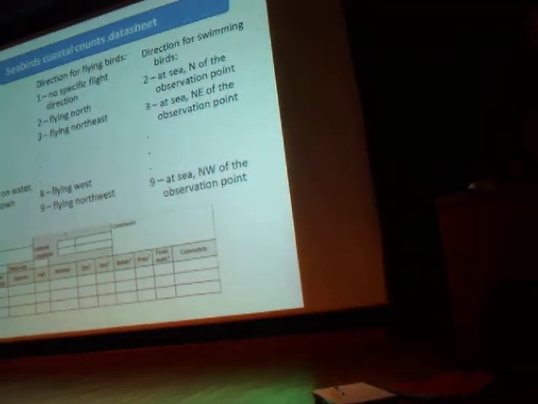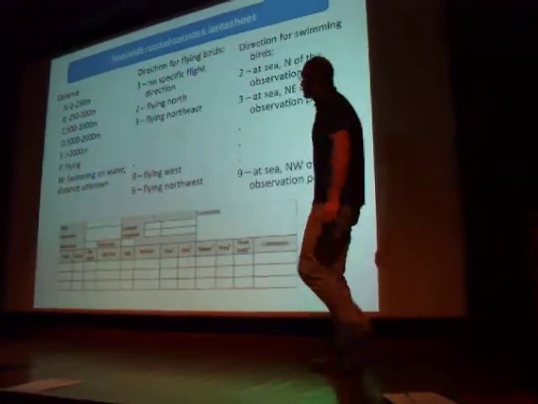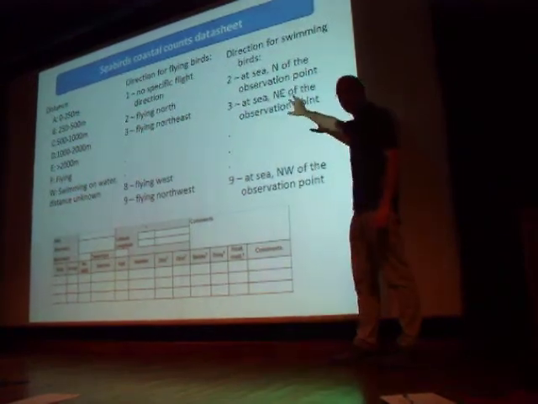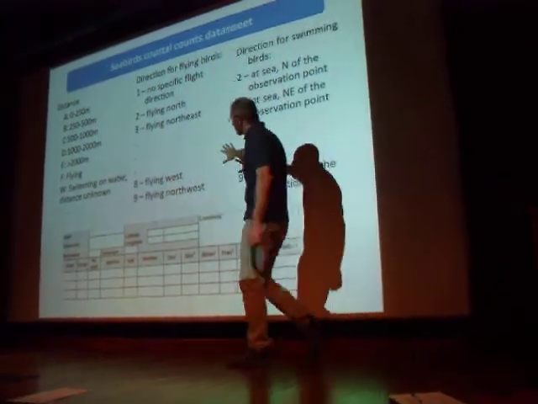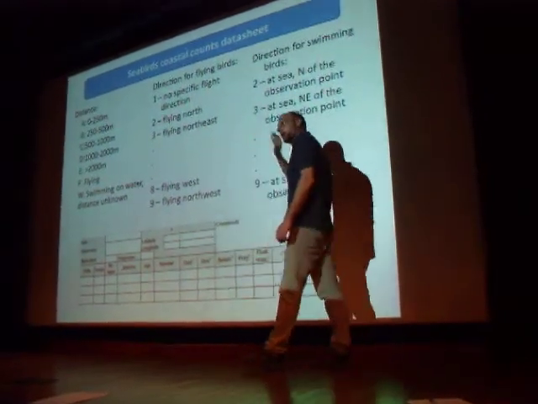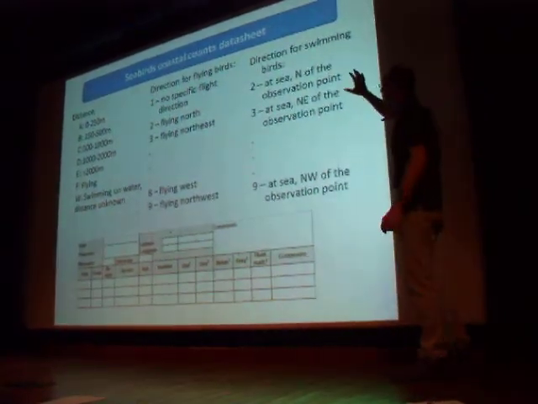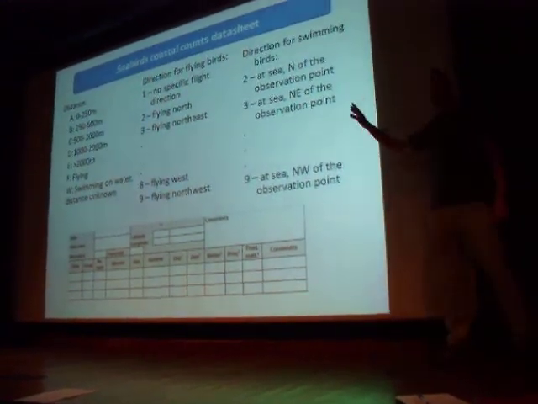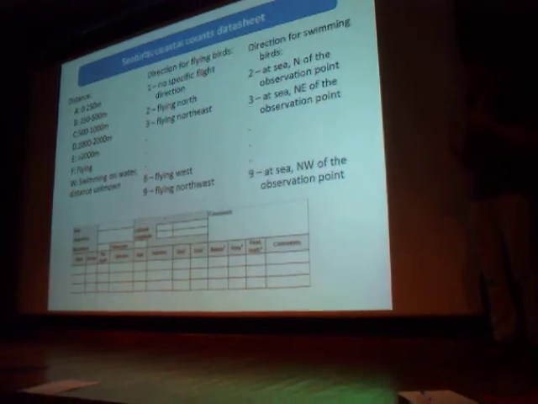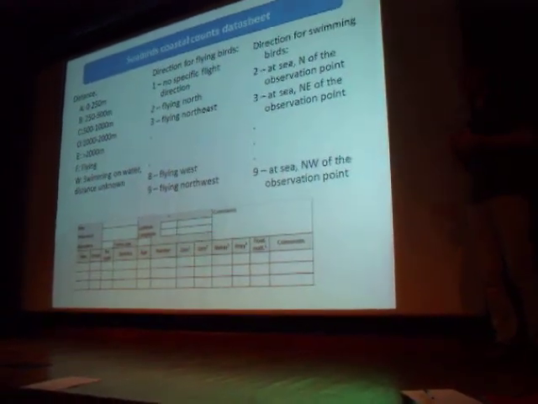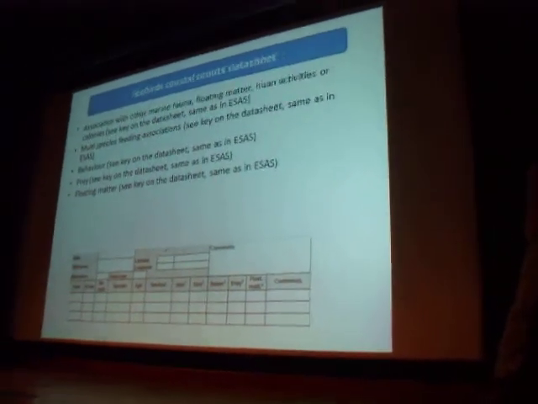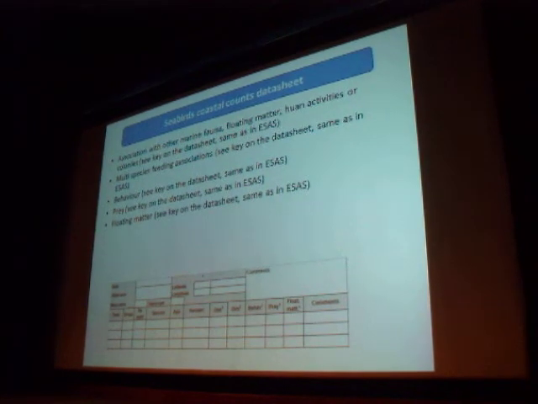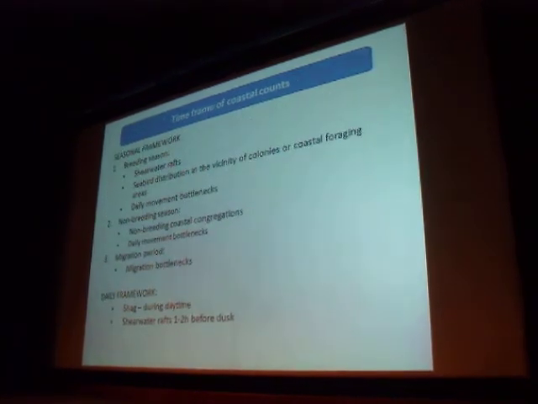So going back here. So we said we use directions for describing either the direction of flight, that they are flying in a particular direction, or that they are swimming at sea in a particular direction with respect to the observer, to the one who's doing coastal counts. And all the others are, as we said, same as in ESAS.